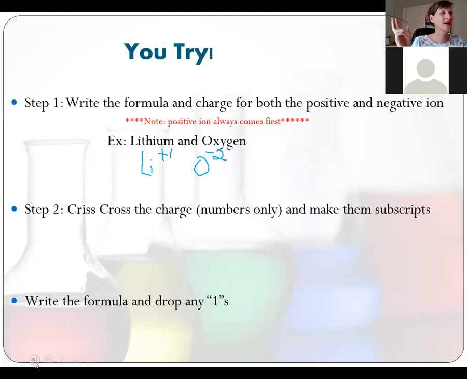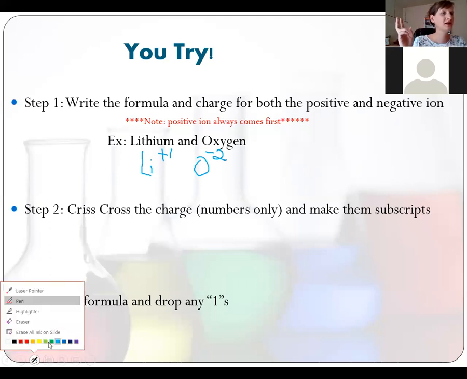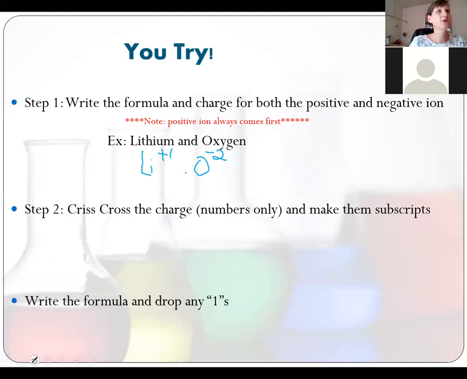And then the next step is to cross these. And so lithium will have a subscript of 2, and oxygen will have a subscript of 1. And I'm not going to write that because you don't need to. It's implied if there is no 1 that there is 1 of them. And then the name for this is going to be lithium oxide.